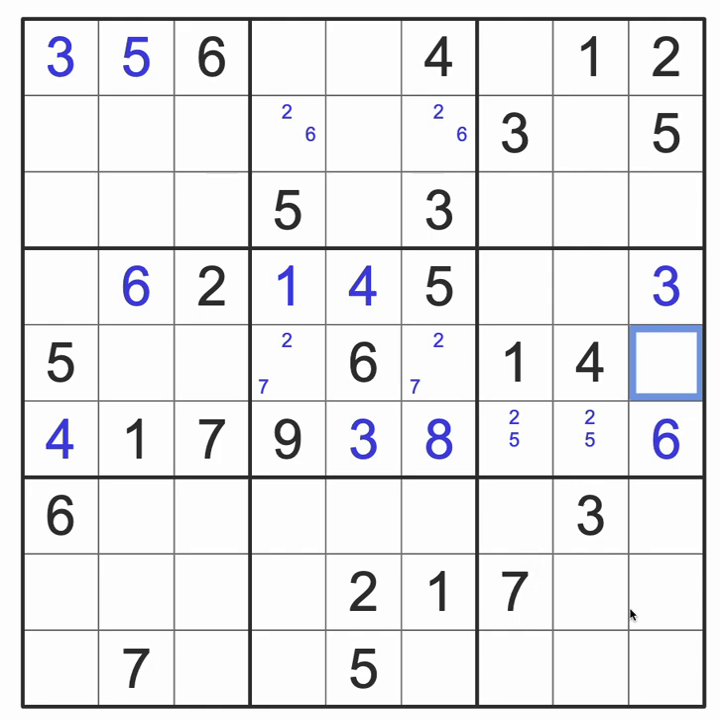And 7 in box 9 blocks this cell, gives me 7 here, which blocks these cells. 7 in box 9 blocks these, gives me 7 here. And I can place 7 in box 1 because 7 in box 3 blocks these. 7 in box 4 and 7 blocks these, gives me 7 here.